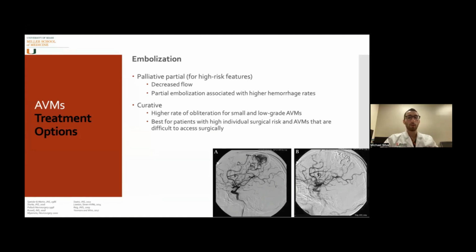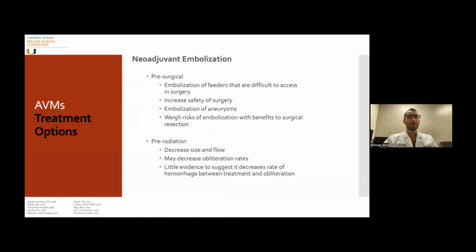Curative embolization has been shown to have a higher likelihood of obliterating the AVM completely if the AVM is small and low grade. And this is best for patients with a particularly high individual surgical risk, or AVMs that are particularly difficult to access surgically. In terms of neoadjuvant embolization, it's commonly done in a pre-surgical fashion, for instance, embolization of feeders that are difficult to access in surgery. And the major objective is to make the surgery safer. We talked about the importance of preserving the draining vein.